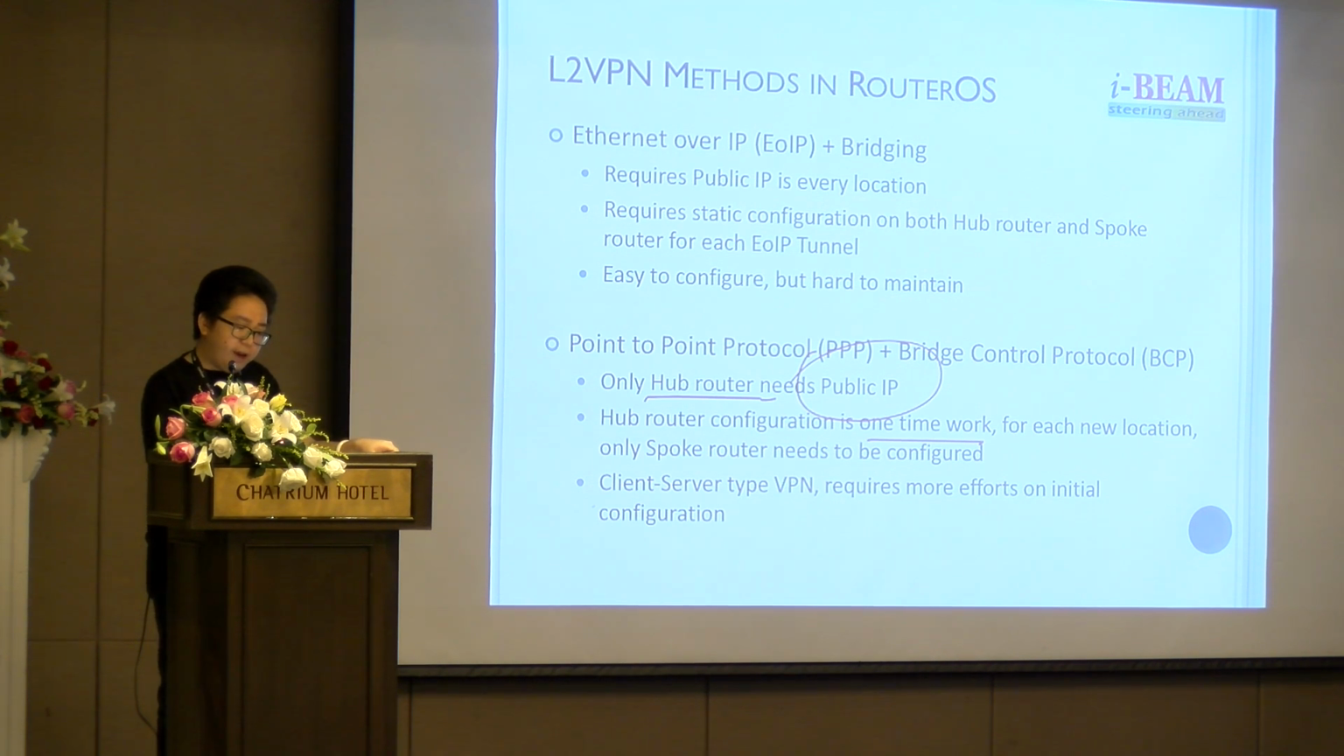But because it is a client-server type VPN, it requires more effort on initial configuration. For EoIP, it is easy because it is just a peer-to-peer tunnel: what is the source IP, what is the destination IP, what is the tunnel ID, then that's it. But for the client-server type VPN, you need to configure the VPN server, the username, password, the profile, the point-to-point IP, something like that. So at the beginning, it is difficult, but after that, it would be easy.